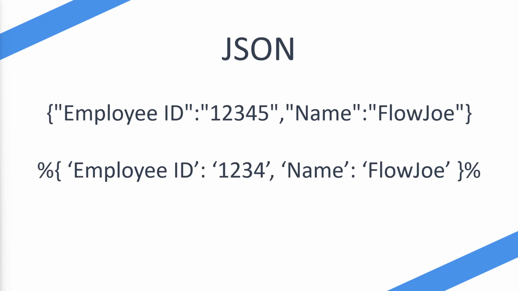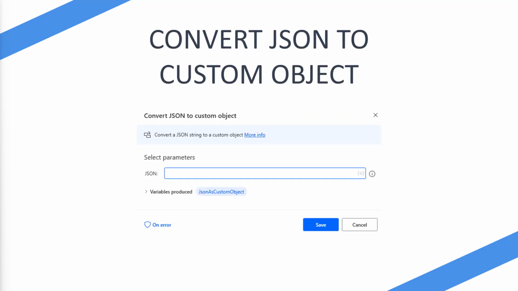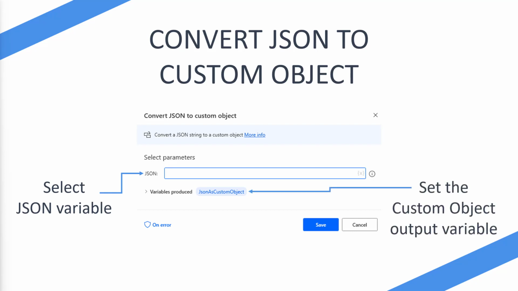How do we then convert our JSON to this custom object? Well, we use the convert JSON to custom object action. So if we've got our JSON in a variable, we can select our JSON on the select parameters section. So we select our JSON variable. Then what we're going to do is set the custom object output variable, so we can rename this. It normally comes out as JSON as custom object. And this is essentially where your custom object variable is going to be produced. Then once you've done that, you just hit save and then it's produced.